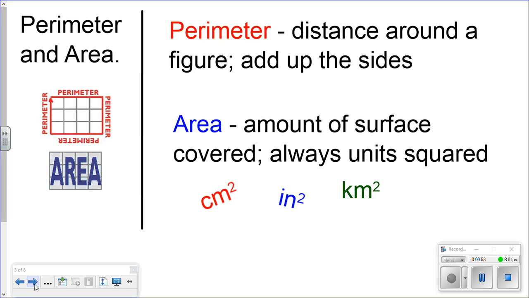So perimeter means the distance around the figure. So you add up the sides to get the perimeter. The area is the amount of surface that's covered. So those are always in units squared.